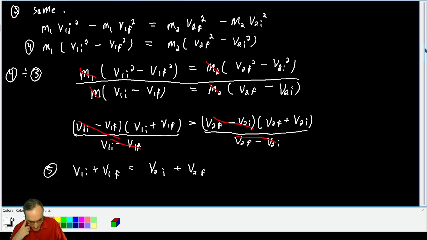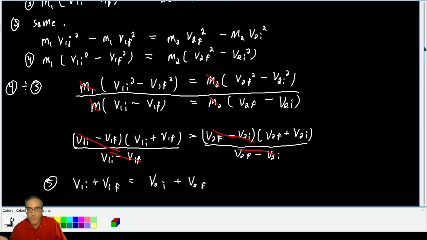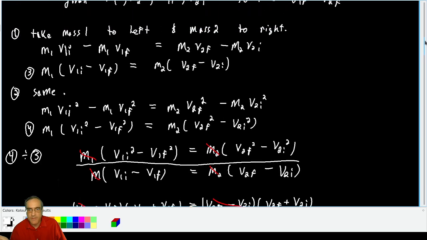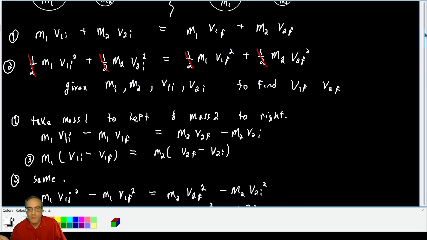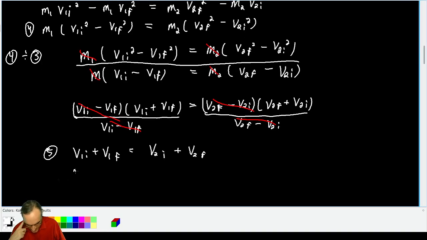All right, what we're doing here is coming up with an equation that solves for v1 final in terms of masses and the initial velocities. We're going to use this with equation 3 now. Actually, we might want to go all the way back to equation 1. That may be the simplest. So what we're going to do is solve this for v2 final. v2 final is equal to v1 initial plus v1 final minus v2 initial.